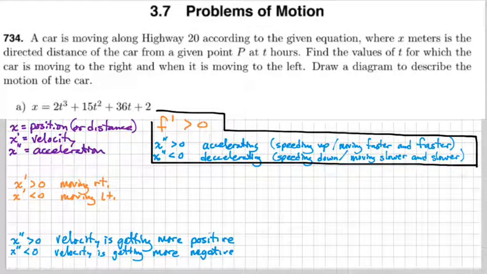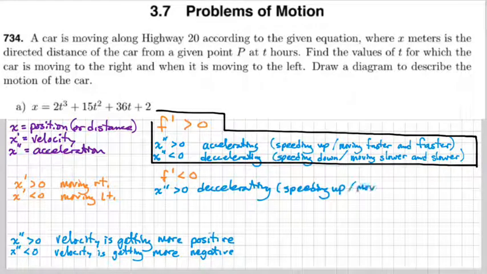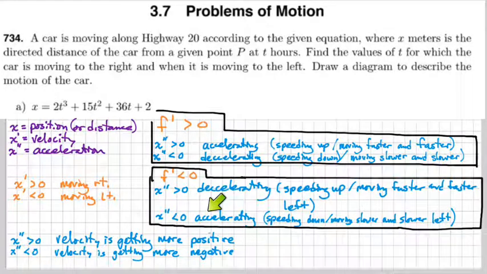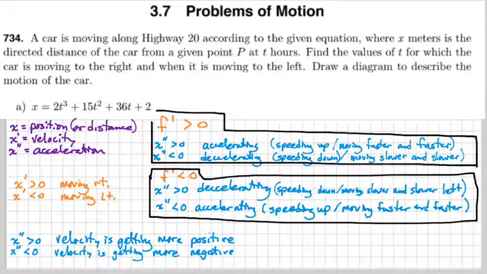Well, what about when we're moving left? What does acceleration mean? Here you go. When x prime is less than 0, we are decelerating. What? We're decelerating? Yes. Even though x double prime is positive, we are decelerating when we are moving left. When x double prime is negative, we are accelerating. Now notice the difference here though. We are speeding up, moving faster and faster. Oops, just fixed it. Sorry about that. When x double prime is positive and we're moving to the left, we are decelerating. And this is what I fixed. We are speeding down. We are moving slower and slower as we move to the left.